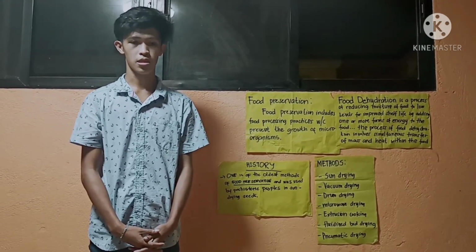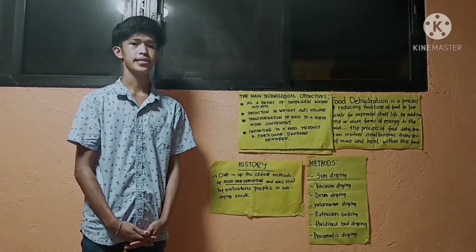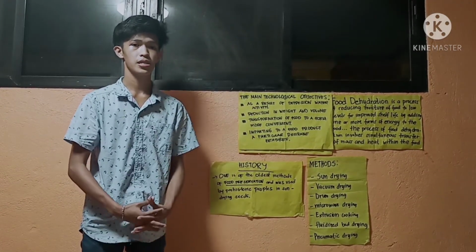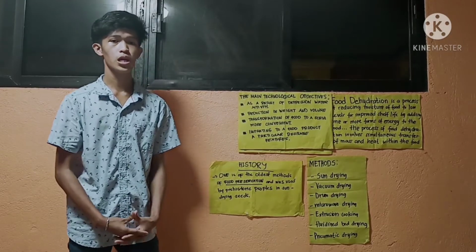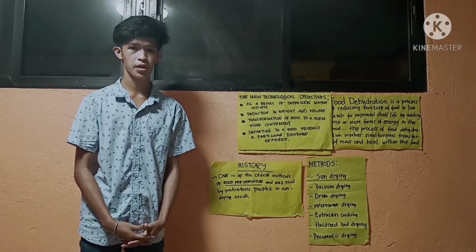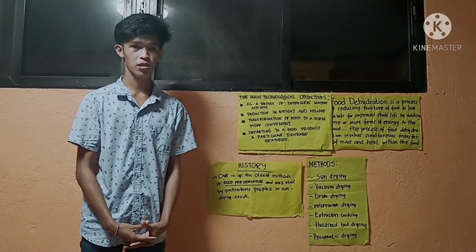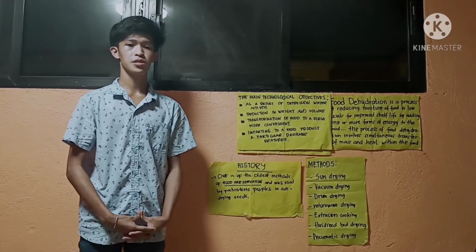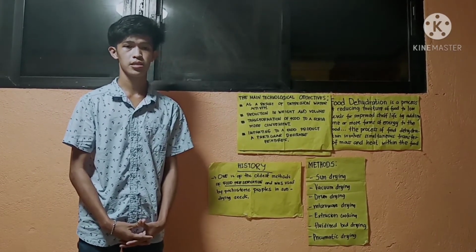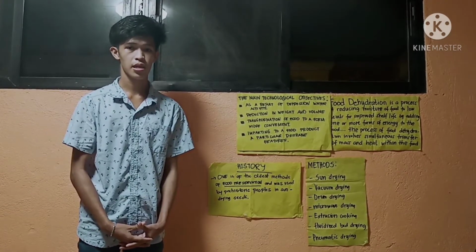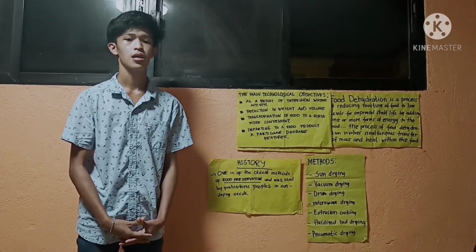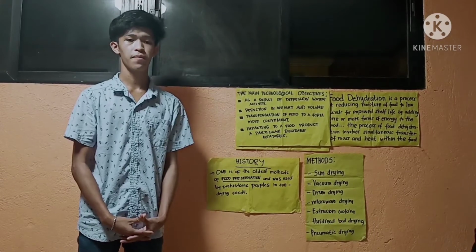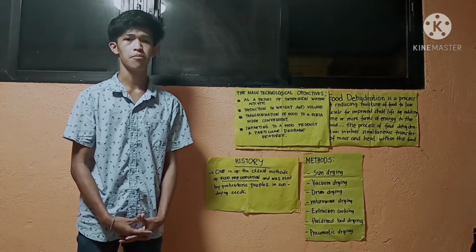Let's go back to the history of dehydration. Dehydration is one of the oldest methods of food preservation and was used by prehistoric peoples in sun-drying seeds. The North American Indians preserved meat by sun-drying slices, the Chinese dried eggs, and the Japanese dried fish and rice. Hot air dehydration was developed in France in 1795.